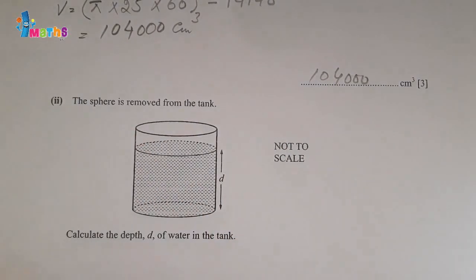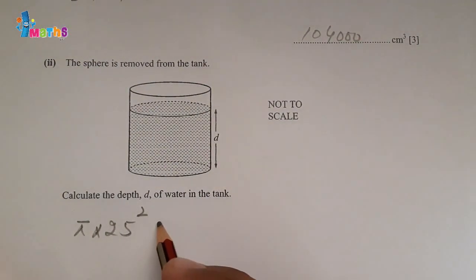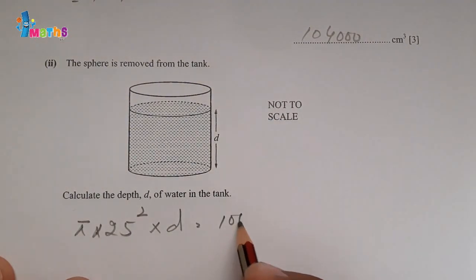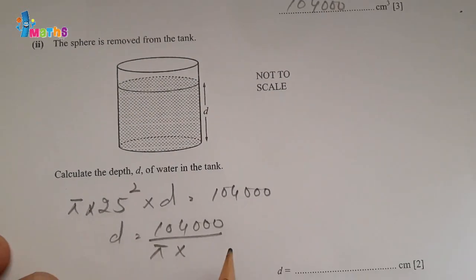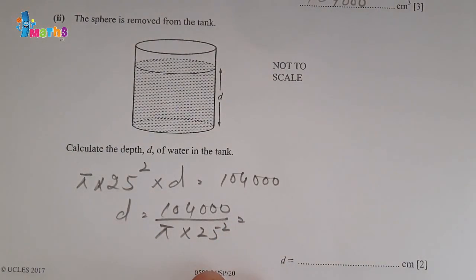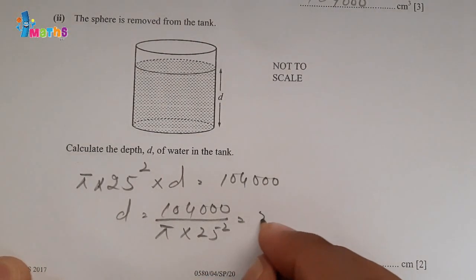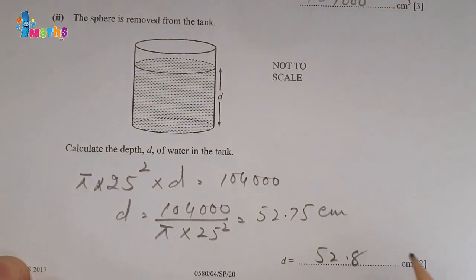So the volume of water without sphere is pi r square, where r is 25, so pi into 25 square multiplied by d, should be equal to 104000. So we can calculate the value of d, which will be 104000 divided by pi into 25 square. So this will be equal to 52.75, which we can round, and this is in centimeters, so we can round it to 52.8, three significant figures.